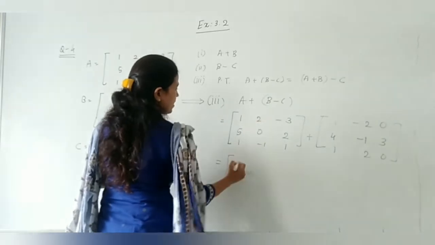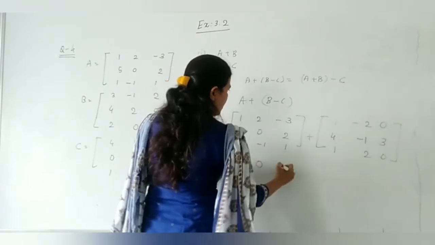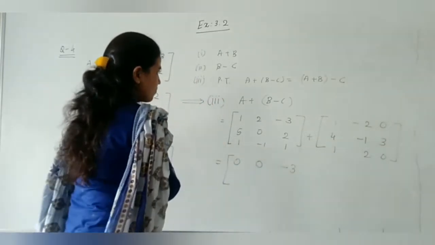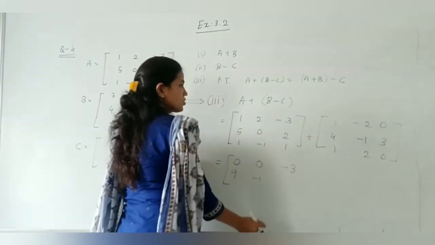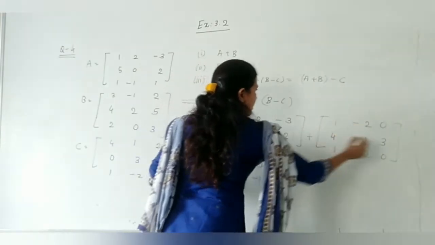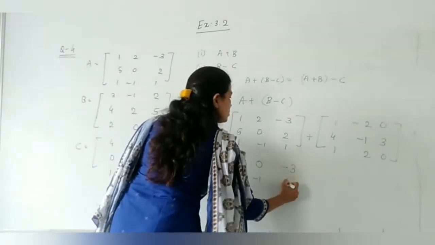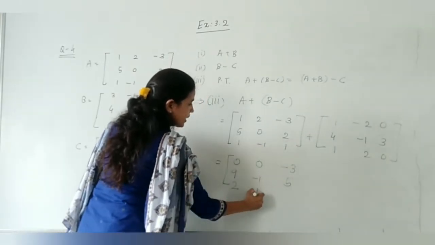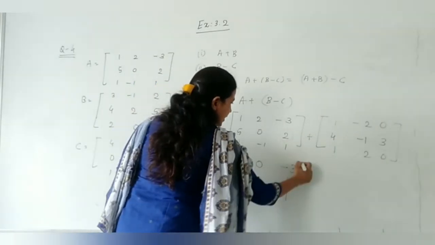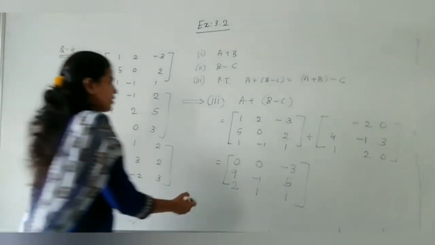What is it? 1 minus 1, 0. 2 minus 2, 0. Minus 3 plus 0, that is minus 3. 5 plus 4, so 9. 0 plus minus 1, so minus 1. And 2 plus 3, corresponding element to the corresponding element, so it is 5. 1 plus 1, 2. Minus 1 plus 2, that is 1. And 1 plus 0, that is 1. So here we get [0, 0, -3; 9, -1, 5; 2, 1, 1].